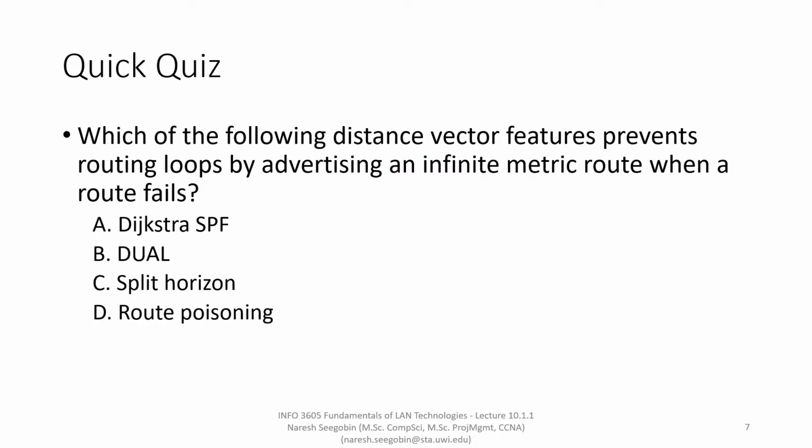Right, so this one, route poisoning, infinite metric route, when a route fails. And you see some terms here, distance vector and infinite metric, so they put these in there, route poisoning.